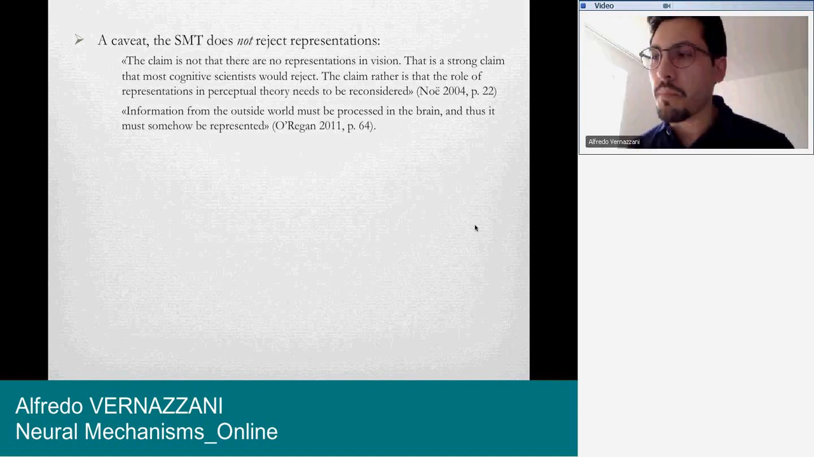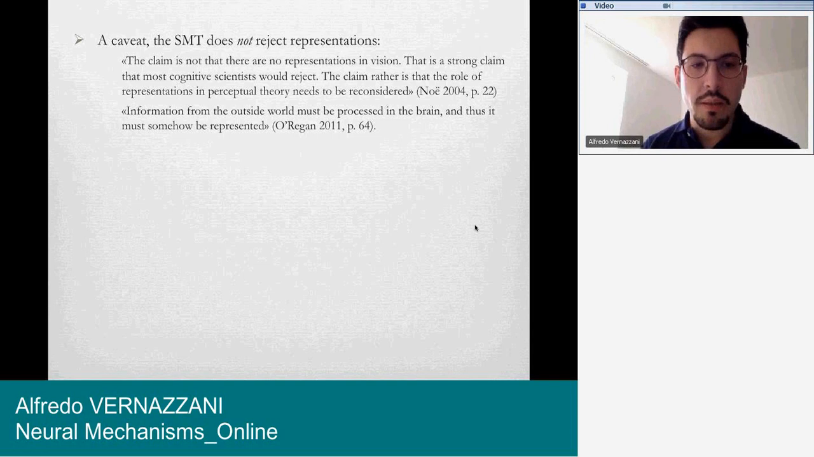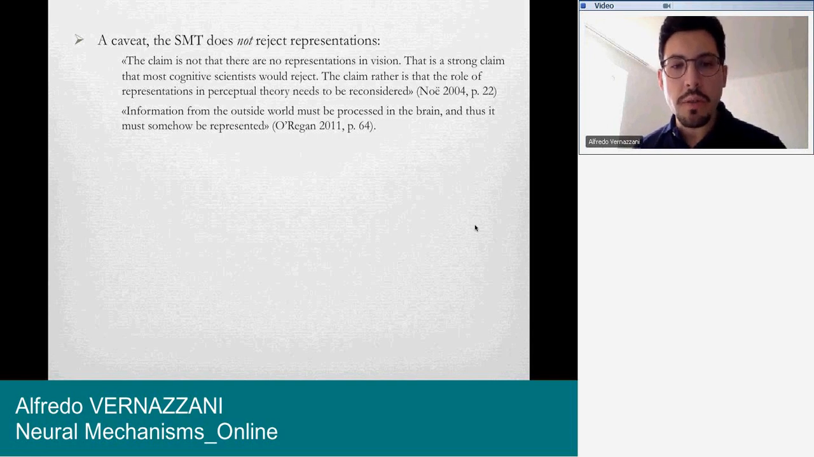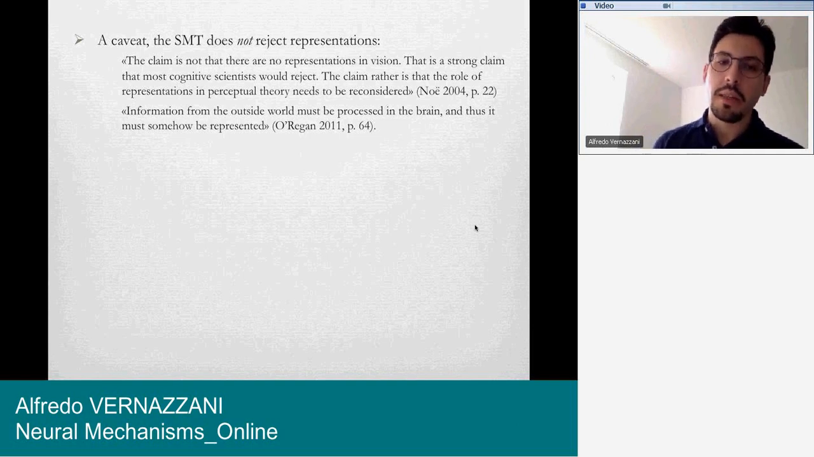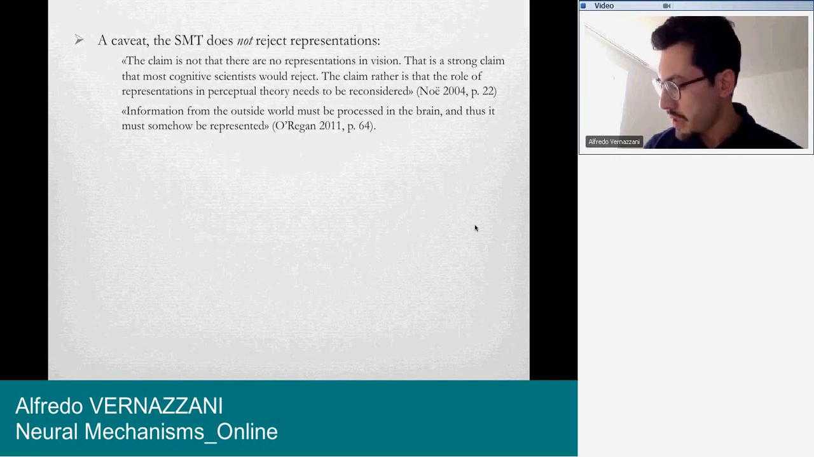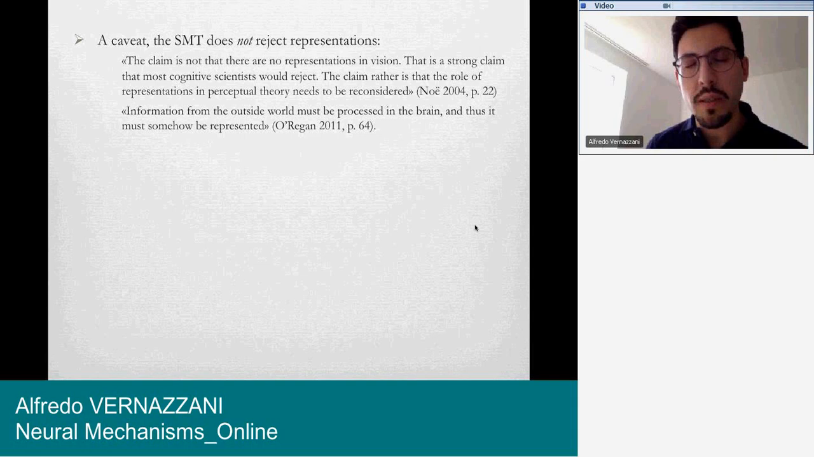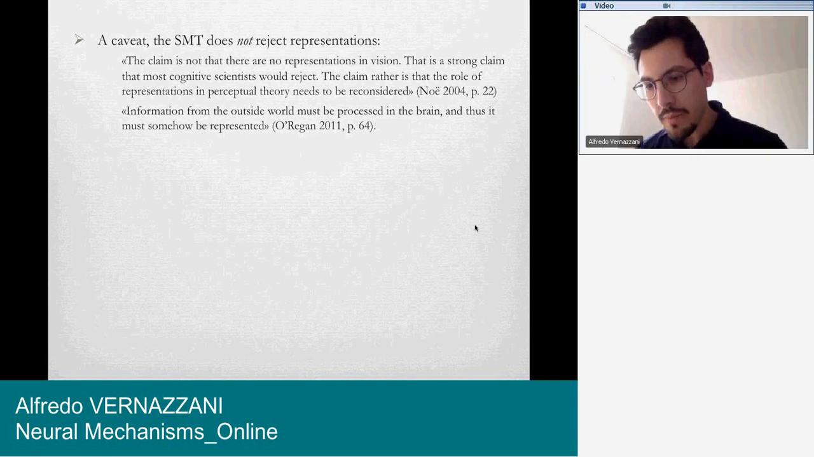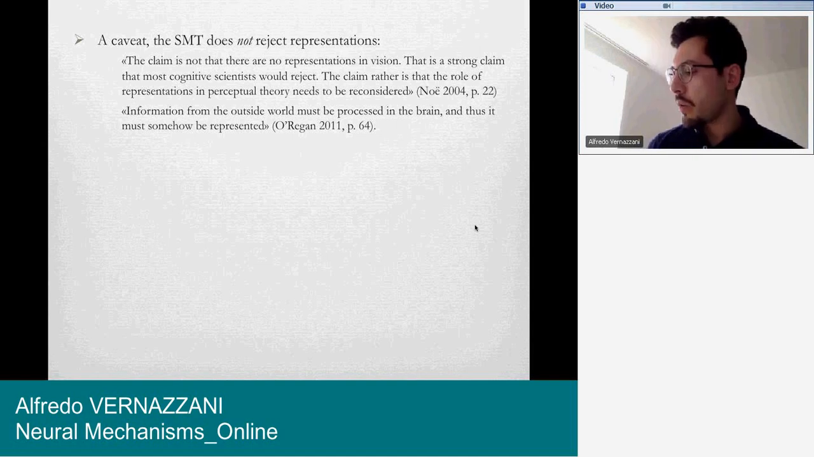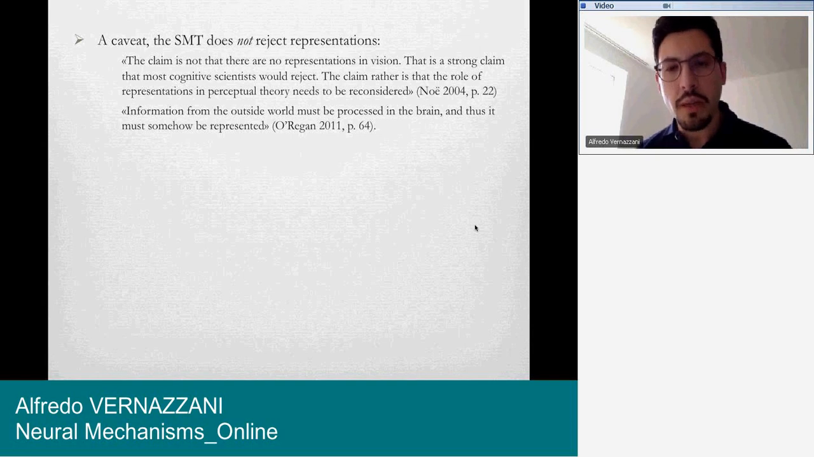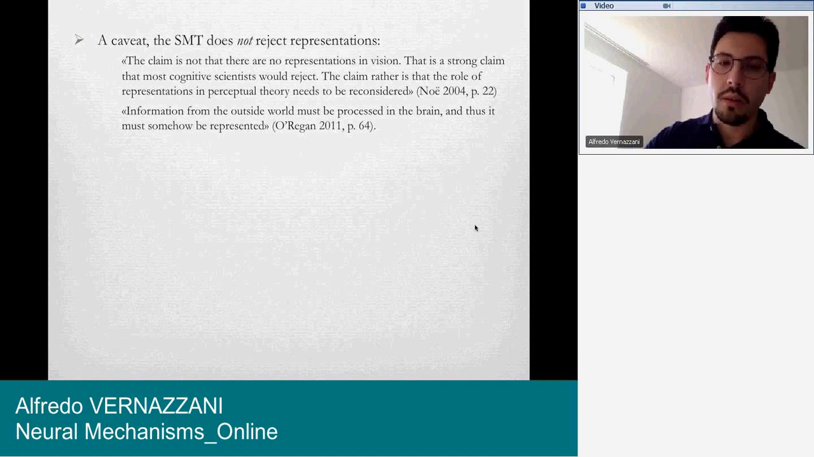O'Regan, more recently in his book, Why Red Doesn't Sound Like a Bell, claims very clearly, I think, that information from the outside world must be processed in the brain, and thus it must somehow be represented. Again, I think this is pretty clear about the presence of representations in the brain. In the paper version, they made some more claims because it is a matter of controversy whether perceptual states at a conscious or personal level are representational or not, or whether representations are confined to some kind of subpersonal level. That doesn't bear on the arguments I'm going to make in this presentation.